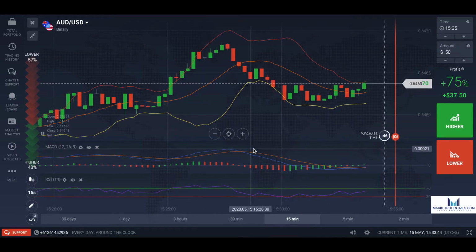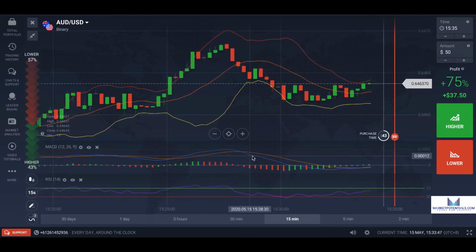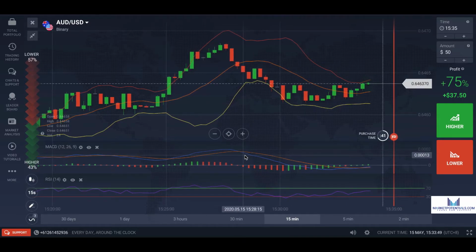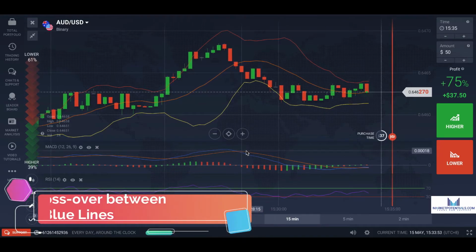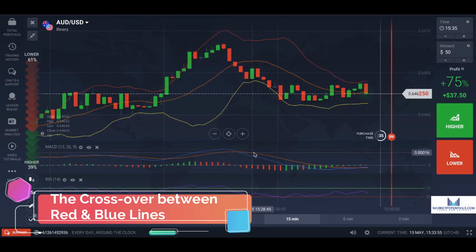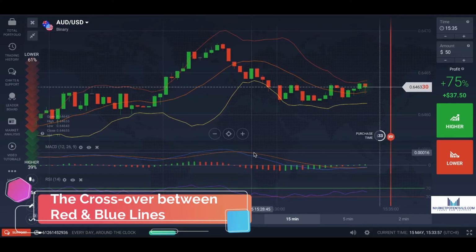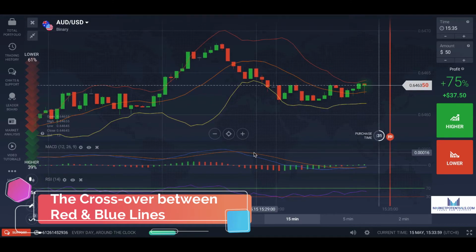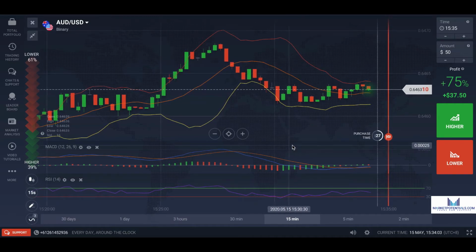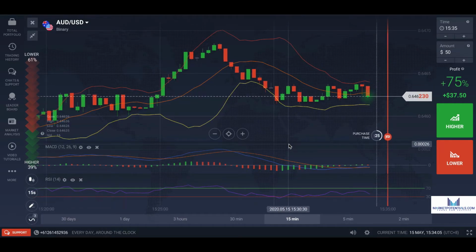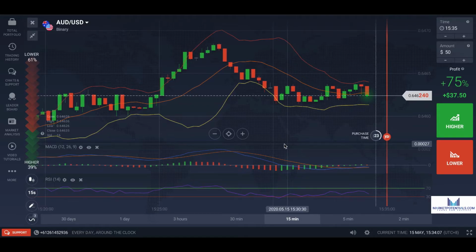Now, the key things to look for when you're trading based on this is what you call a swing over. When the red line crosses the blue line, that tells you that a downtrend is just about to happen. So that's a good time to put in a buy. I mean, sorry, you can select lower, for instance, at that time, because you think it's going to go lower. That's just one of the ways that you use the MACD.